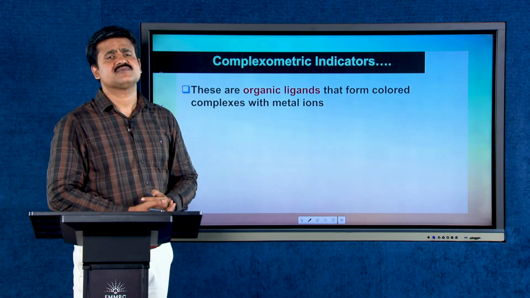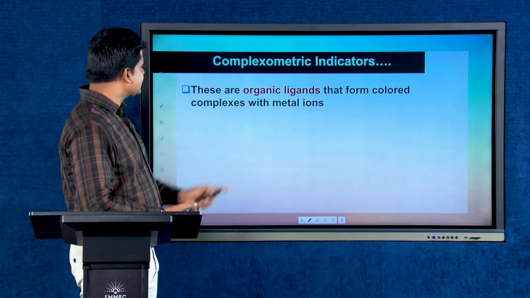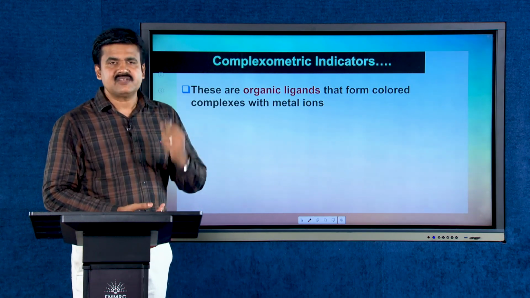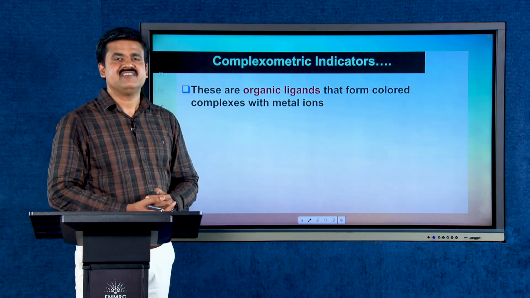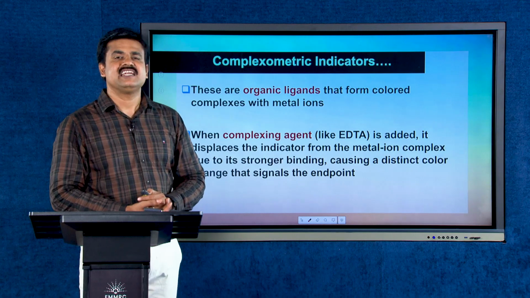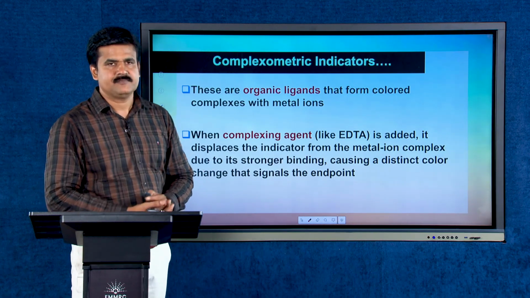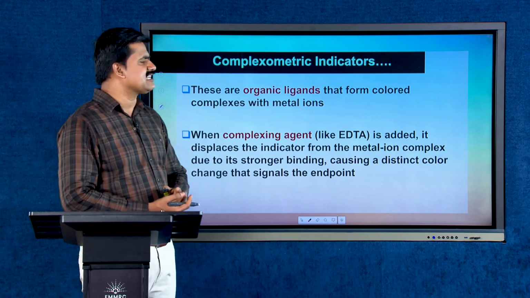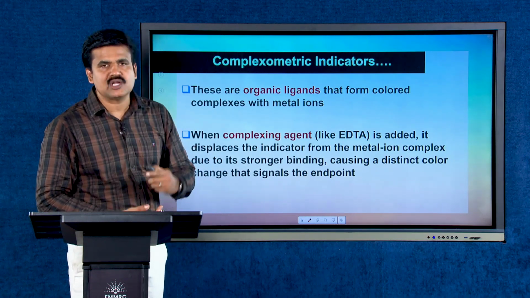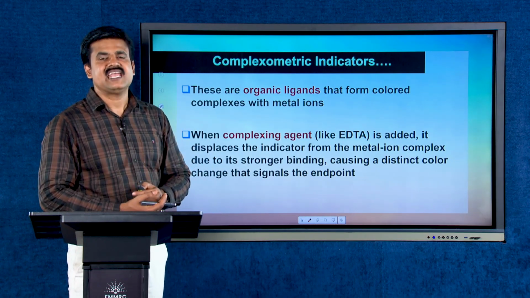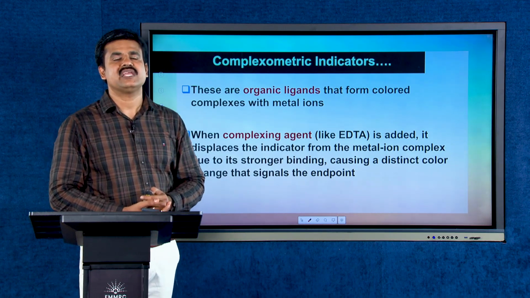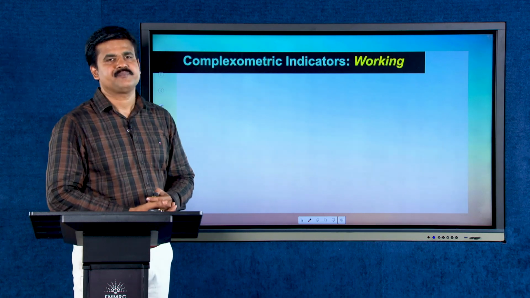Moving on to more details, complexometric indicators are organic ligands that form colored complexes with the metal ions. When a complexing agent like ethylene diamine tetraacetic acid is added, it displaces the indicator from the metal ion complex due to its strong binding, causing a distinct color change that signals the end point or equivalent point of the reaction.